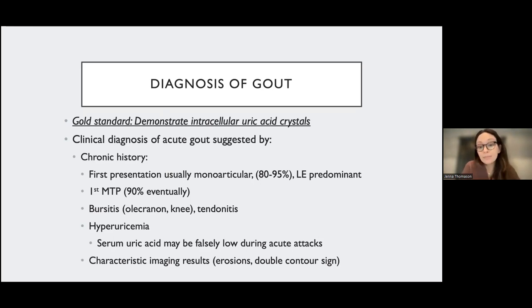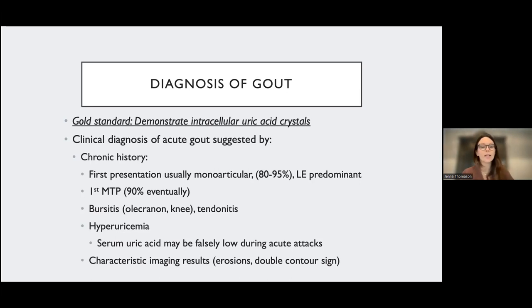And you can ask them a lot of questions. So when people have gout, almost every one of them, their initial presentation is monoarticular. And over time, it can become something that is oligoarticular or even polyarticular, but the initial presentation is almost always in a single joint, usually in a lower extremity joint, often in the first MTP. And that may not be the case for everybody, particularly young patients.